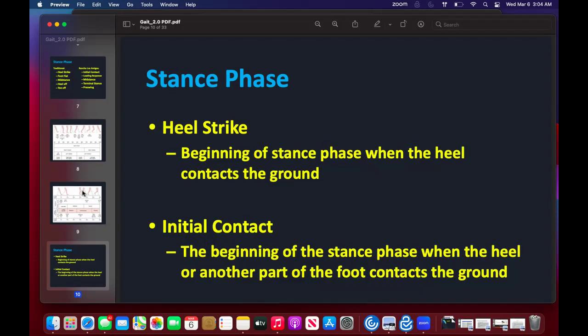Okay. So you have your heel strike. Again, you have your traditional language at the top, your Rancho Los Amigos language at the bottom. Heel strike is just when the heel comes in contact with the ground. Initial contact, they expand upon that definition just to say this is the beginning of stance phase, right?